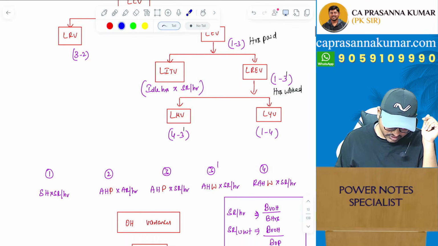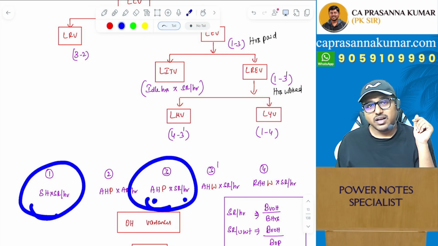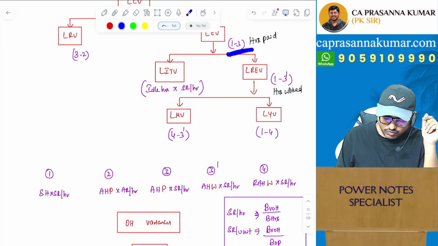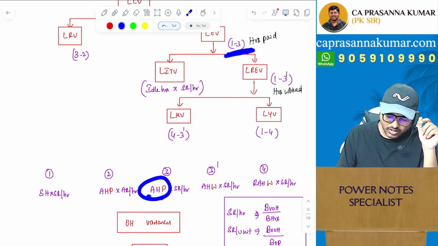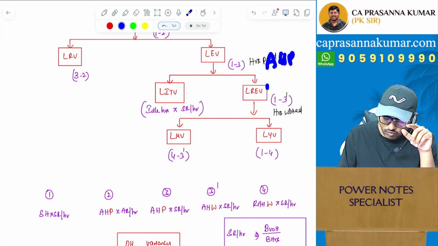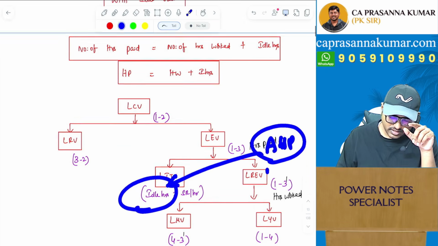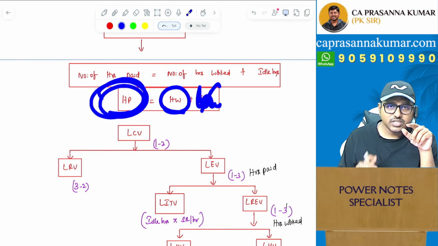What is 1 minus 3 first of all? SH into SR per hour minus what is 3? AH into SR per hour. What is AH? In this 1 minus 3, AH means AHP, actual hours paid. From actual hours paid, once you remove idle hours, what will be left over is hours worked.